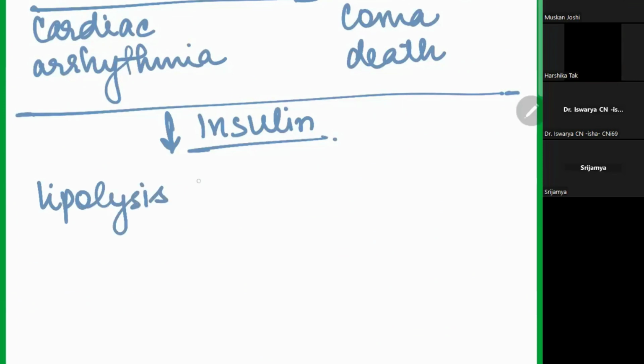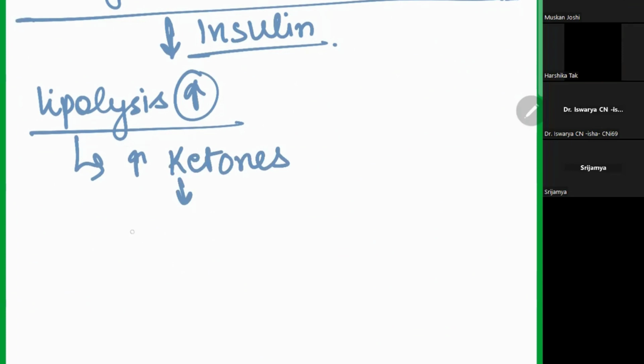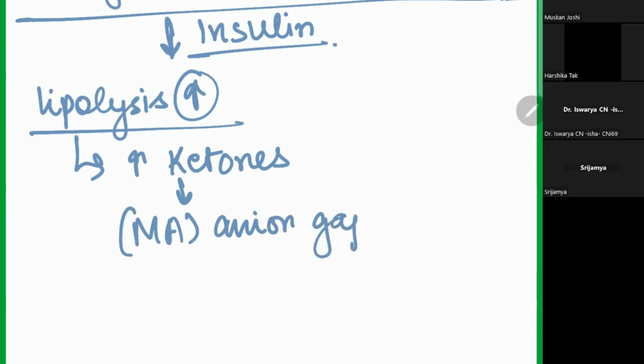What is lipolysis? Breakdown of fatty acids. It produces ketone bodies and one more product. Yes. So it will increase the fatty acids, and those fatty acids, on further breakdown, will lead to ketones. So if lipolysis starts happening, there will be an increase in ketones, and that will lead to which type of anion gap? Anion gap metabolic acidosis. Okay, this is the first thing that will happen.